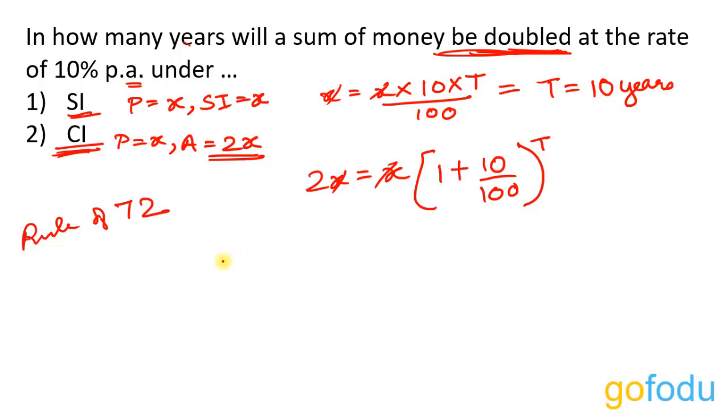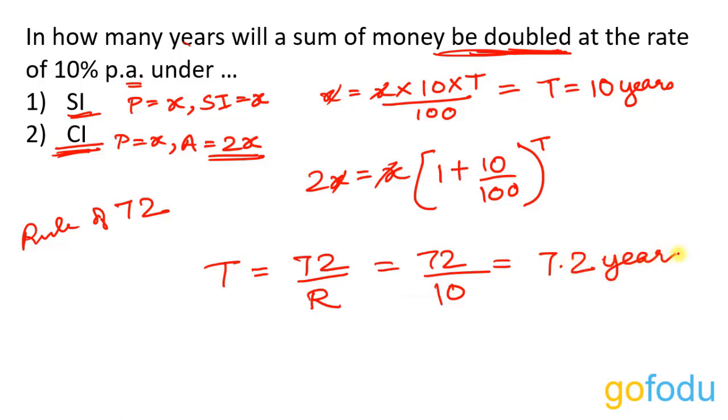And this is called the rule of 72, where T, the number of years in which money doubles under compound interest, is given by 72 upon R. This would be 72 upon rate of interest, which is 10. So our answer in this case would be 7.2 years. This way you can calculate an approximate answer for such cases, but this value 72 is only for money doubling under compound interest. So this was the concept of money becoming n times under simple interest or compound interest. Thank you.